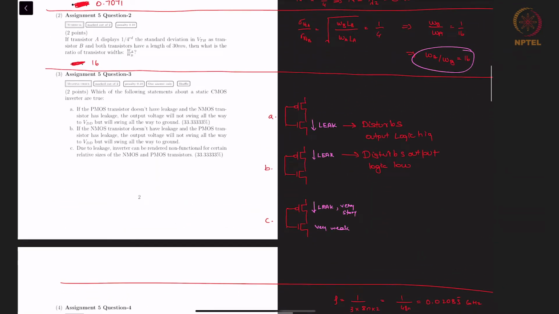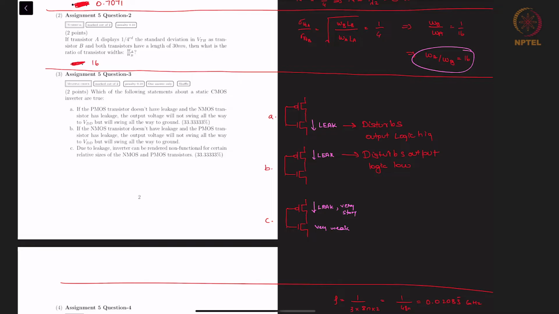Next, if a transistor A displays 1/4 the standard deviation in VT as transistor B, and both transistors have a length of 30 nanometer, then what is the ratio of the widths? We know that sigma VT is inversely proportional to root over WL. Therefore the ratio of the sigma VTs will just be the ratio of root over WLA and WLB. We are given that ratio, and also that LA equals LB, so we just get that the answer is 16.